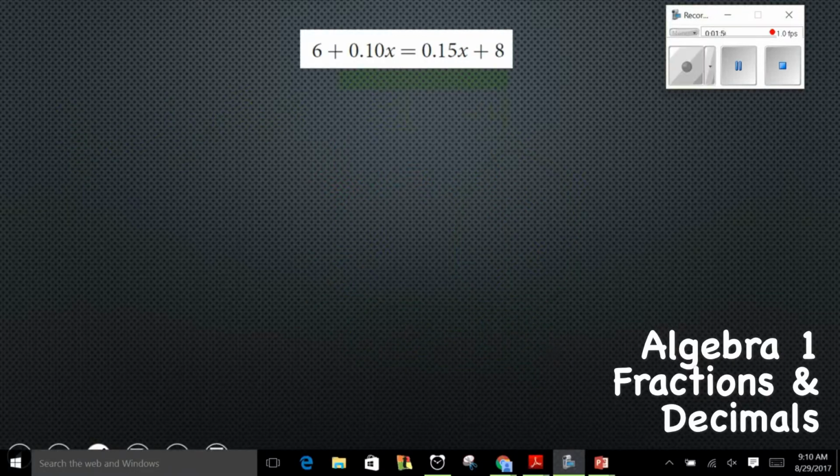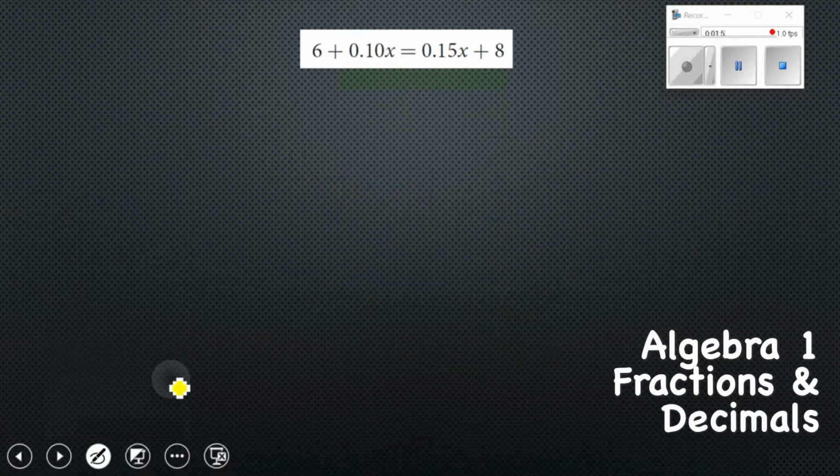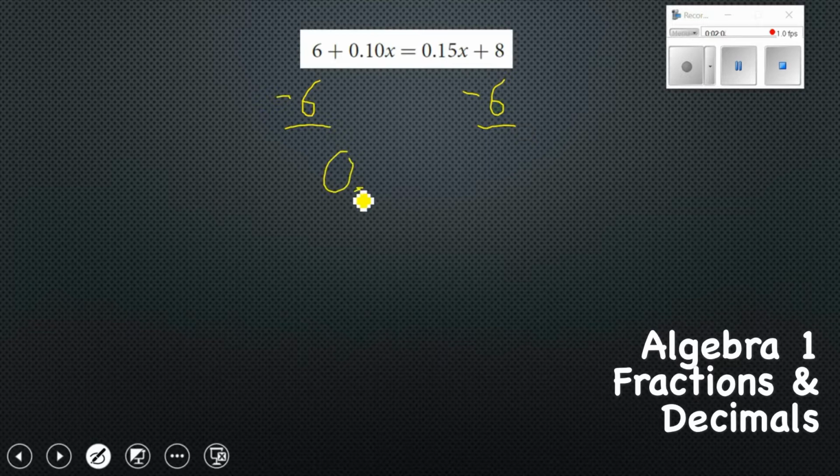Okay, our next example here, we have decimals to work with. So again, we're going to get our numbers on one side. In this case, I think it's easier to subtract our 6 from both sides. Although you could go either direction, you could subtract 8 from both sides. And I'll rewrite the equation. So 0.01x equals 0.015x, and we have plus 2 because 8 minus 6 is 2.